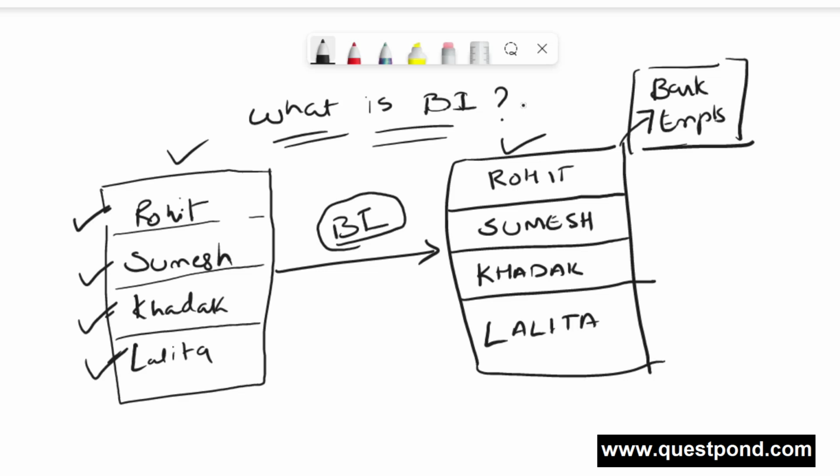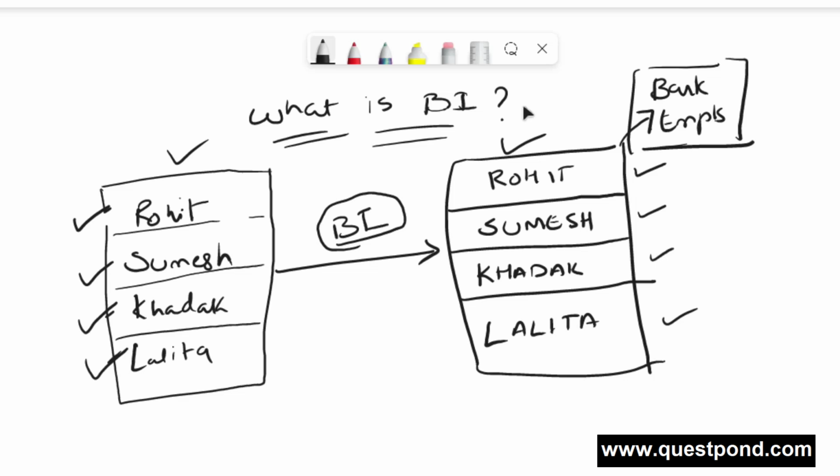I have titled this raw data as bank employees, meaning this list of names is related to the bank employees. So this is how I have converted raw data into meaningful data by applying business intelligence. That's what the sentence means: converting your raw data into meaningful data. This is the job of BI, business intelligence. So now that you have understood what BI is, let's go straight and talk about Power BI.